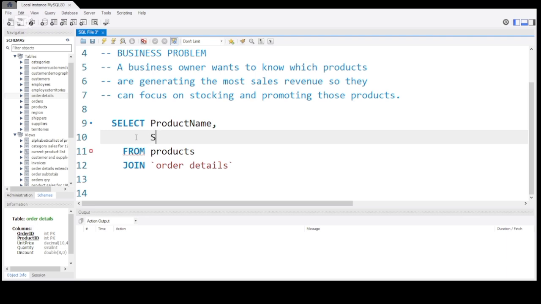And I said we're going to be summing it together. You can use SUM. We have unit price.